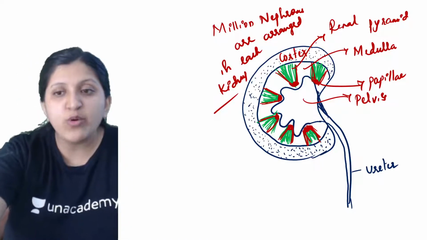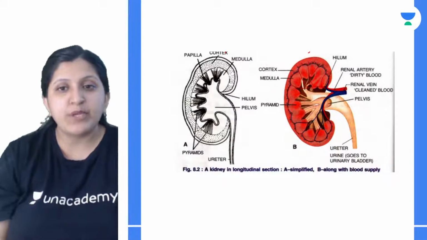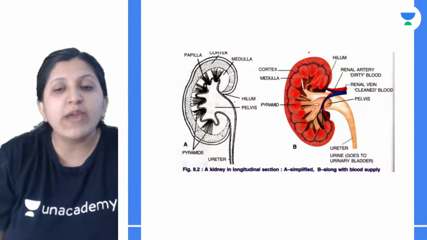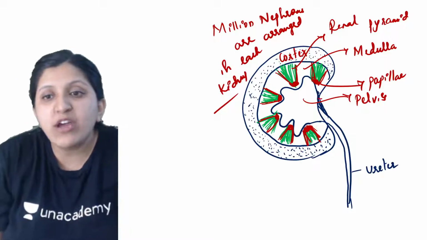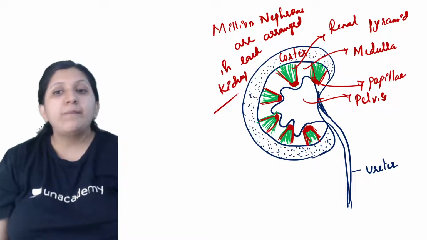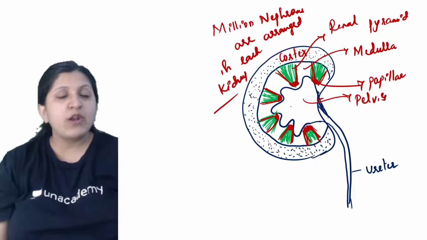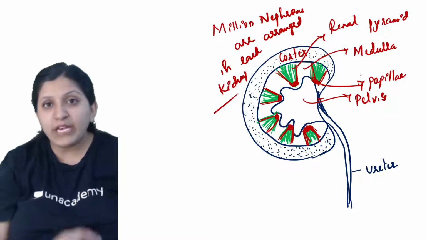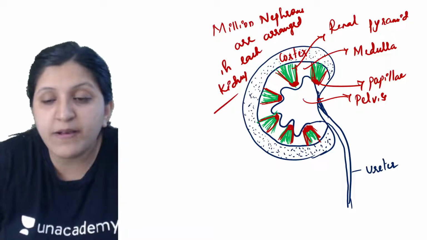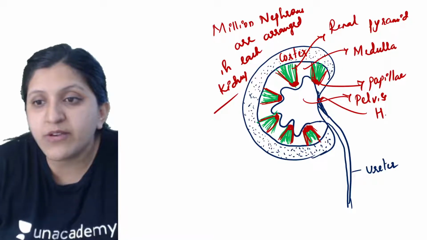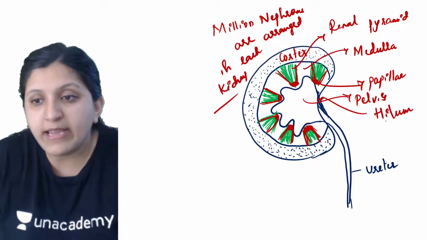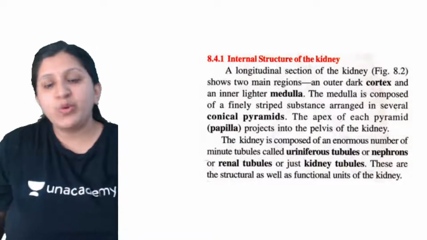So let's have a look at the picture here. One more thing they have labeled is the hilum. The junction where the pelvis is, with respect to the entry of these arteries, we can mention as a hilum. So this junction you observe here is the hilum.